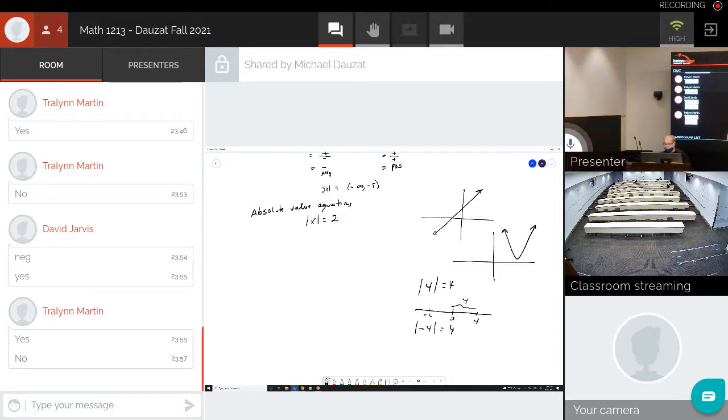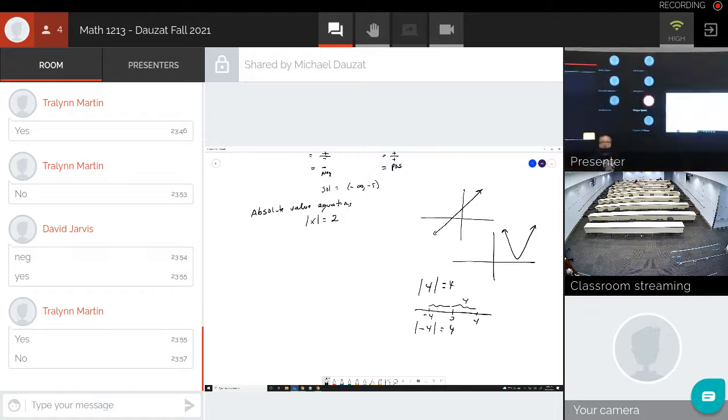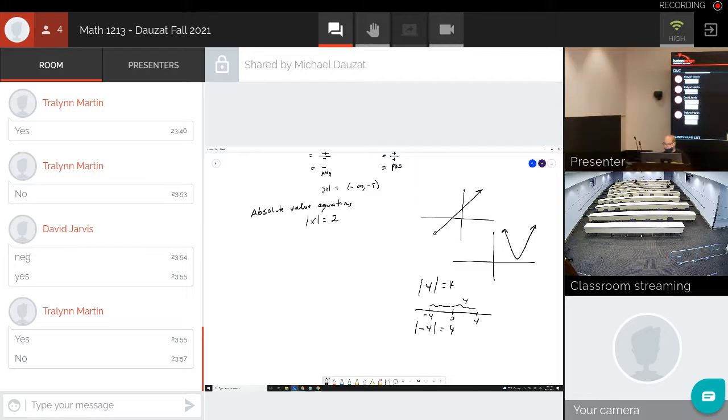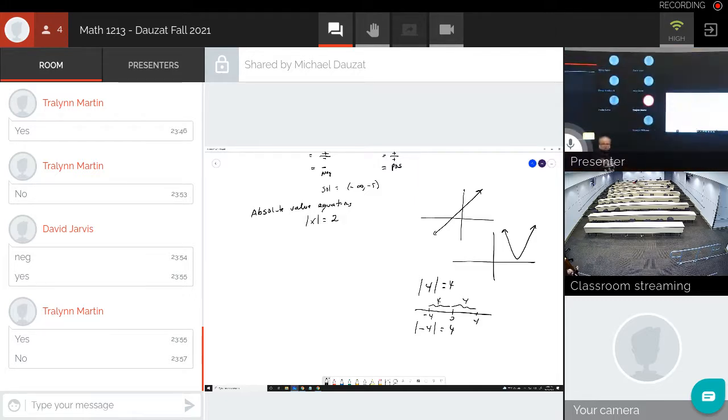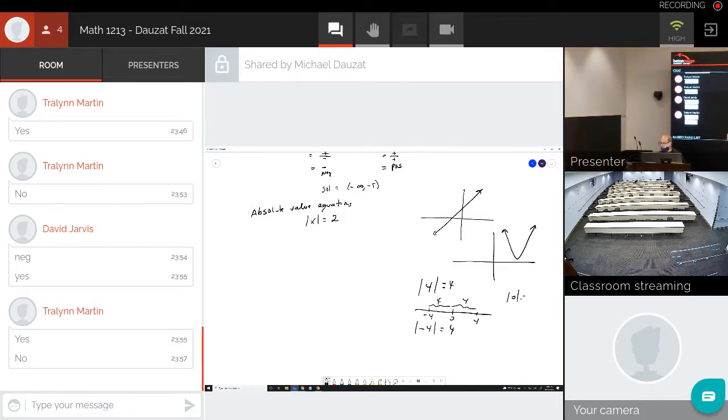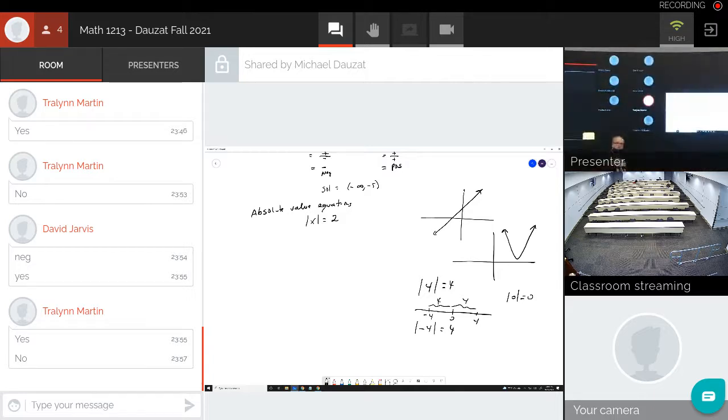So here's negative 4. What's that distance? 4. Distance is always positive. So let me just write it down. The absolute value of 0 is 0. The absolute value of a number other than 0 is a positive number. Okay? So let's go to this absolute value equation.